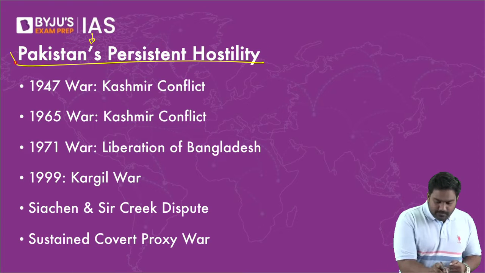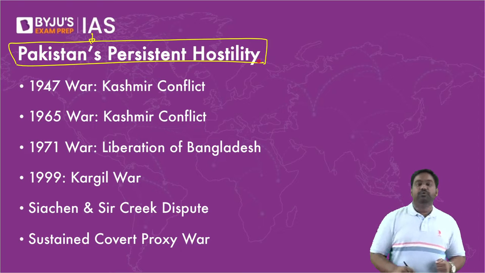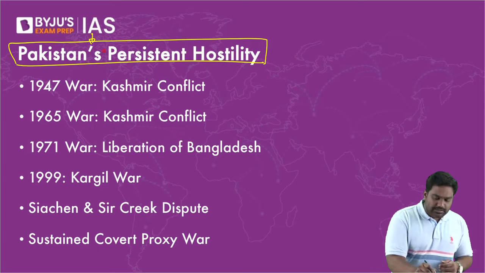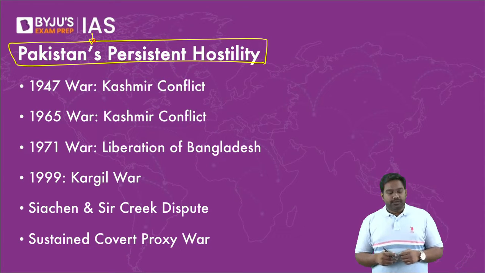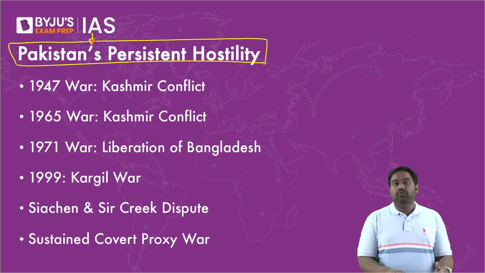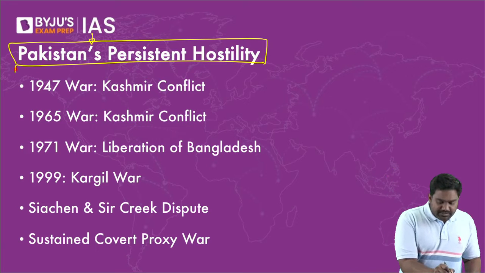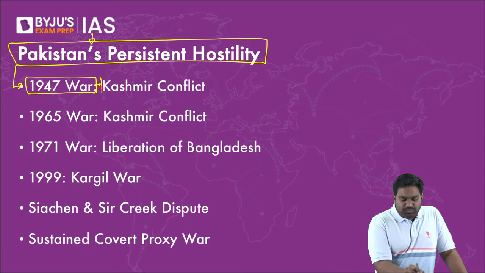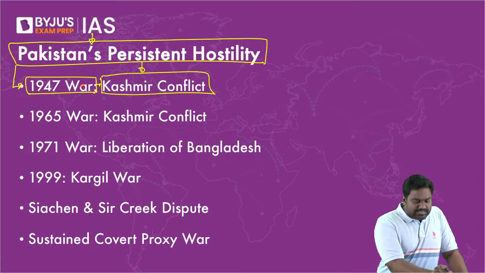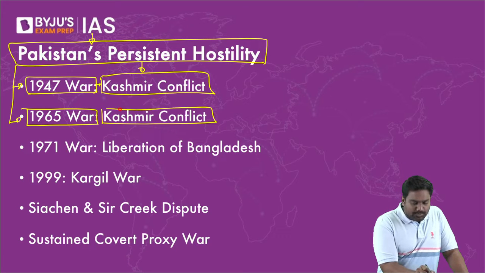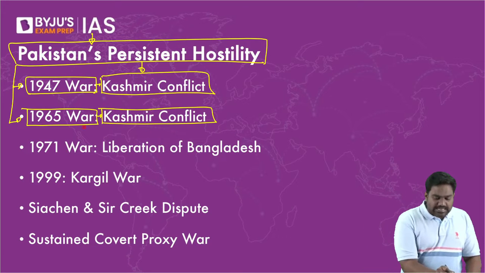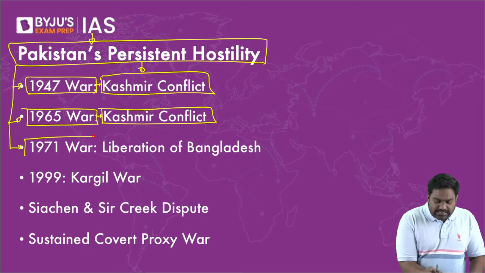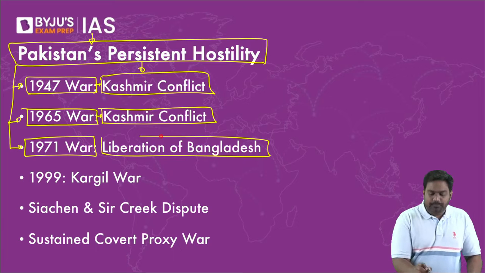Let's see the different disputes, issues, wars, and conflicts that we have between the two. I've given the entire list over here, starting with the first war between India and Pakistan, the 1947 conflict. This war was about Kashmir. The second war, the 1965 war, was again about Kashmir. Then came 1971, which we have already studied, the liberation of Bangladesh war.